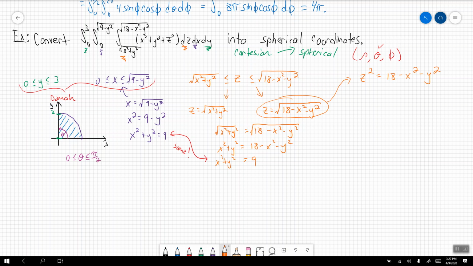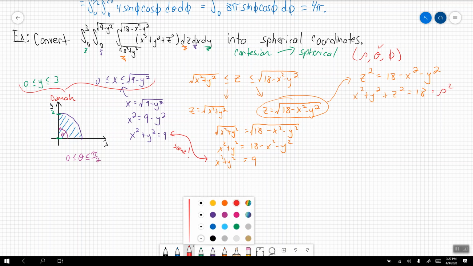Alright, so this here would get me that x squared plus y squared plus z squared is equal to 18, and therein lies rho squared. Which means this is all rho squared, so what can we extract that rho is? Well, if we take the square root of that, that's just going to be 3 root 2. Which means rho is 3 root 2 at its largest.